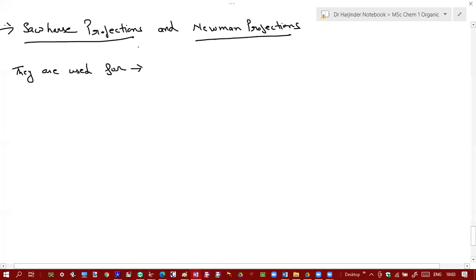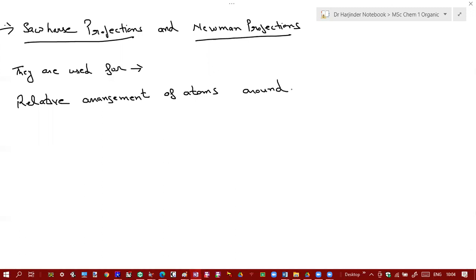Both projections, what do they give? They give the relative arrangement of atoms around a carbon-carbon single bond, around two adjacent atoms.